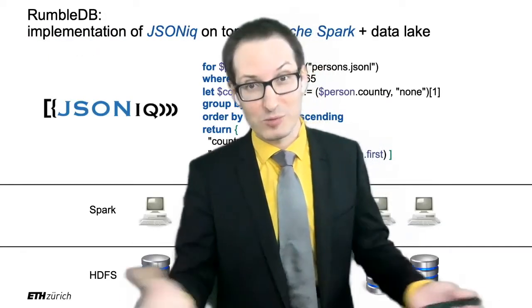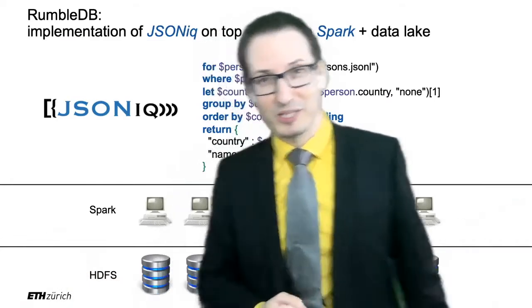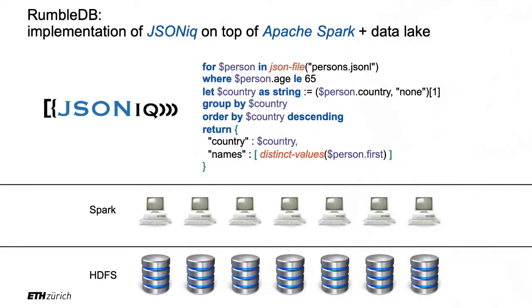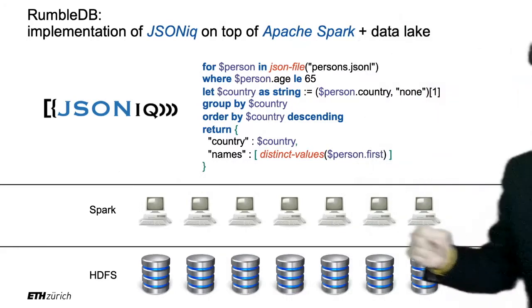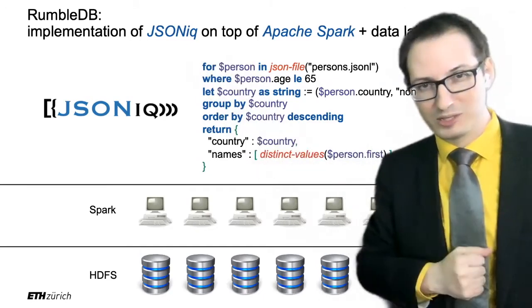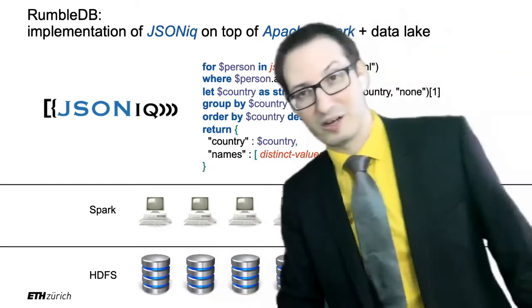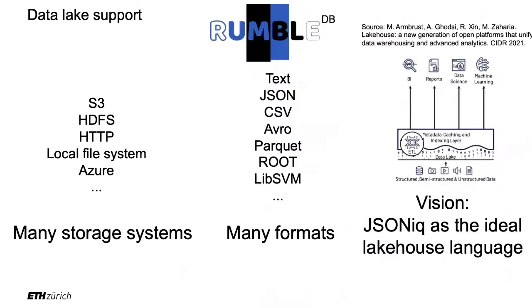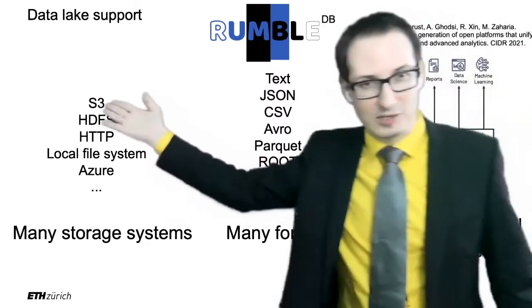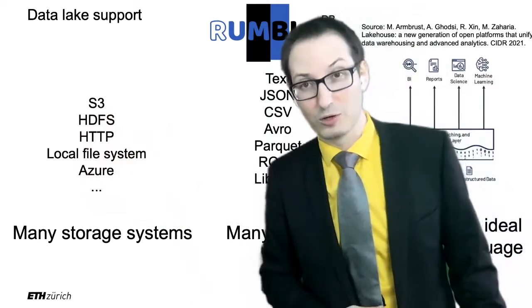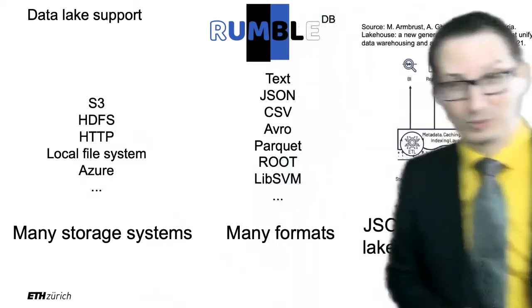All right, so what does RumbleDB do? Well, it is an implementation of JSONiq, which is actually XQuery's cousin made for JSON, that runs on top of Apache Spark and over data lake. So what that means is that you can write a JSONiq query, and RumbleDB is going to automatically run this on top of Spark and read the data from, for example, HDFS, but it can also be S3, HTTP, the web, the local file system, Azure, Google Cloud, so any storage system you'd like.